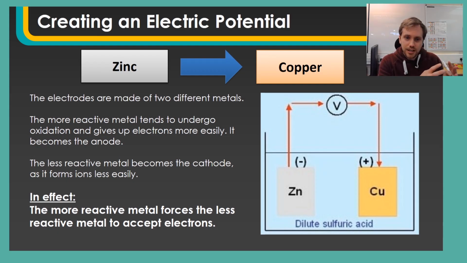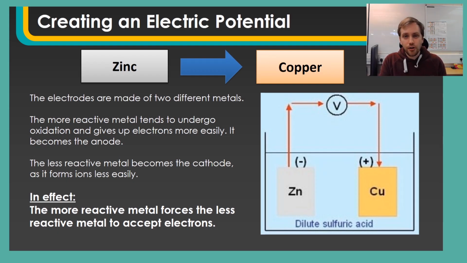In this example, the zinc is the most reactive metal, copper is the least reactive metal. Therefore, zinc has got a greater tendency to undergo oxidation. That means it's more likely to lose electrons. Therefore, it gives its electrons up more easily, and those electrons then transfer through the circuit over to the copper. Therefore, the less reactive metal, because it forms ions less easily, loses electrons in a harder way. It's not as easy for it to lose electrons. Therefore, that receives the electrons and becomes the cathode.